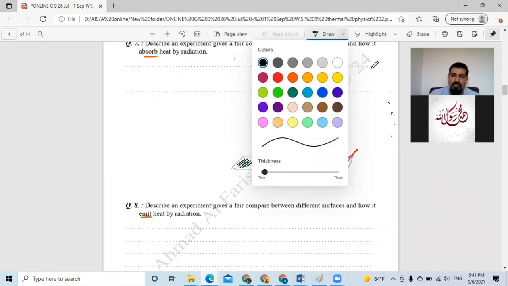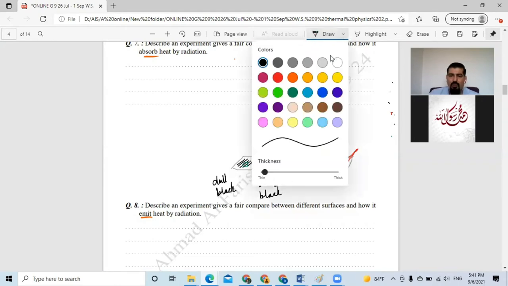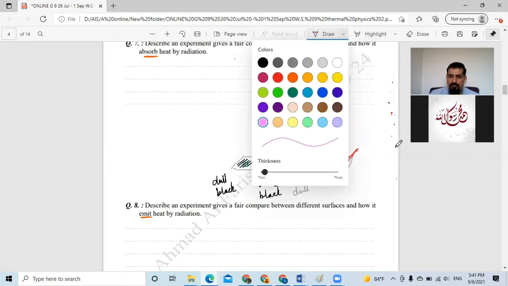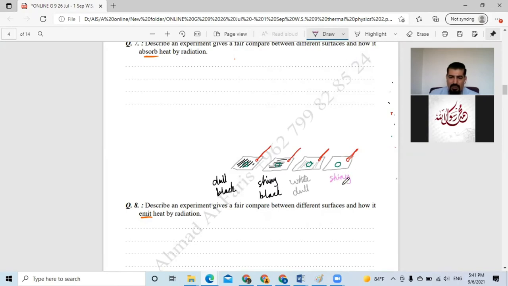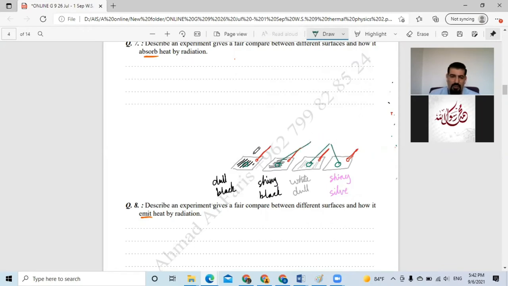So let's write them down here. We have, for example, dull black, shiny black, white, and finally dull white, and finally shiny silver. And we put on each one of them the same amount of wax, wax, wax, wax. Or we put on each one a thermometer and measure the change in temperature.